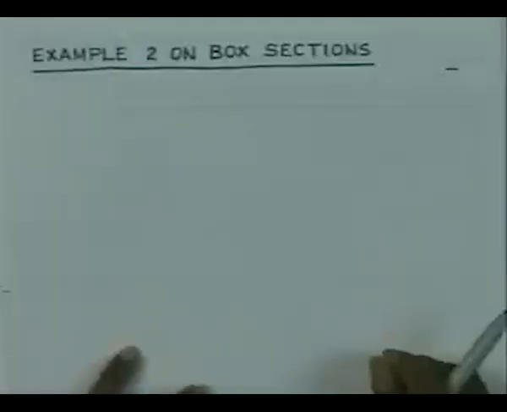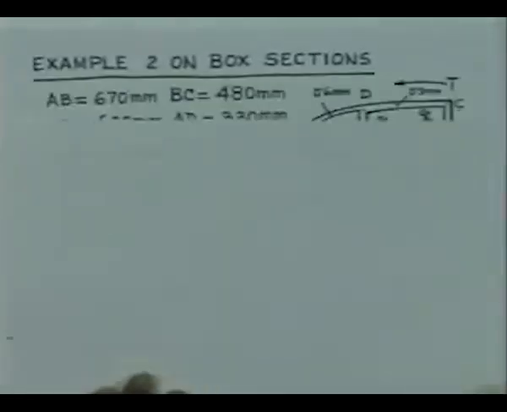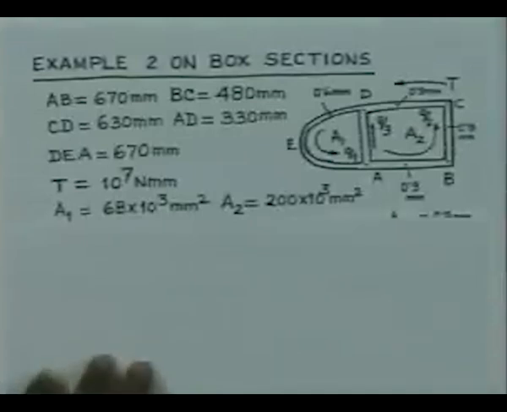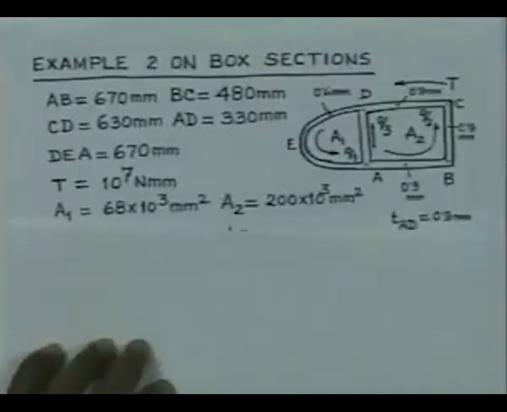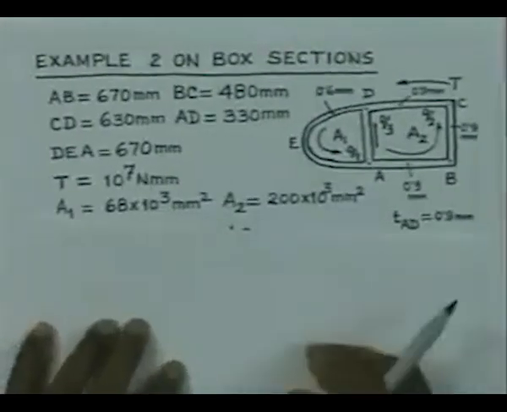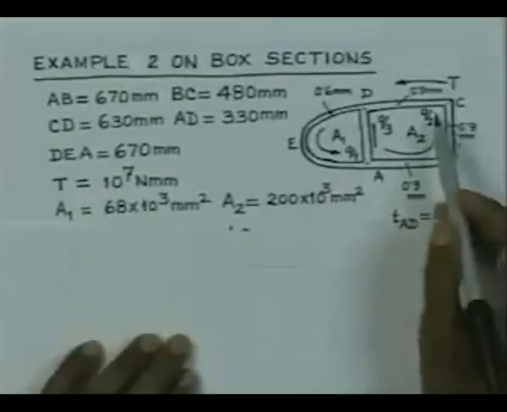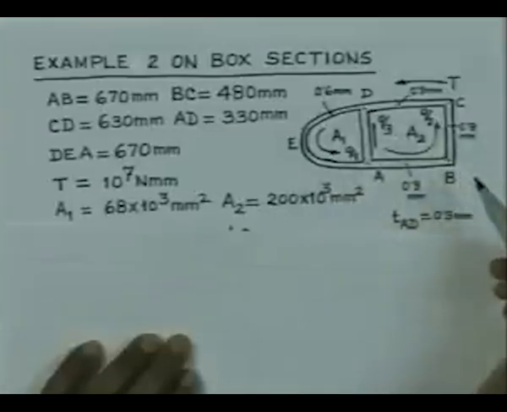Last time we considered torsion of segmented box sections. Today we would like to illustrate the formula that we have derived by considering one example. The problem is shown here. The segmented section is illustrated.